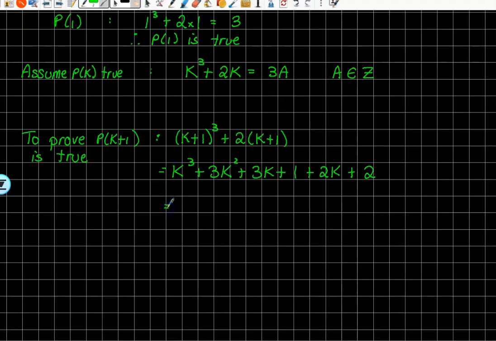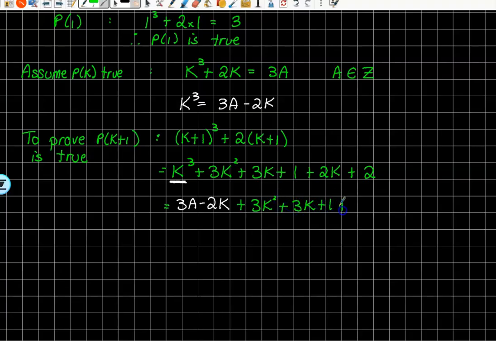Right, what are we going to do? What do you mean put it together? I'm actually going to now replace my k cubed with this. So k cubed will now be 3a, take 2k. So 3a minus 2k plus 3k squared plus 3k.